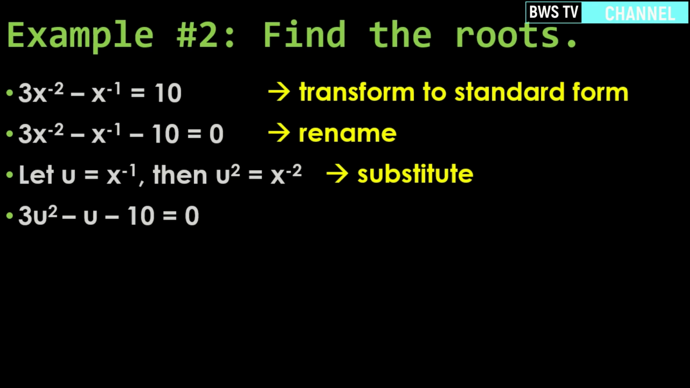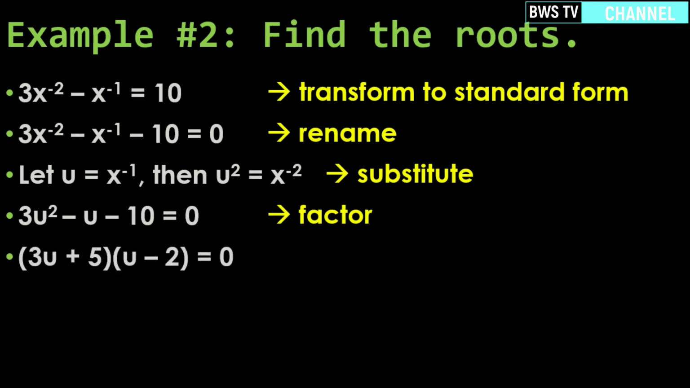Okay, so now let's continue. Appropriate technique. What will be the appropriate technique? For me, it's factoring. If you can do other thing, it's okay. If you want to do completing the square or quadratic formula, it's okay, as long as you will get the correct answer. So here, we have factoring. So you have 3u plus 5 and then u minus 2 is equal to 0.